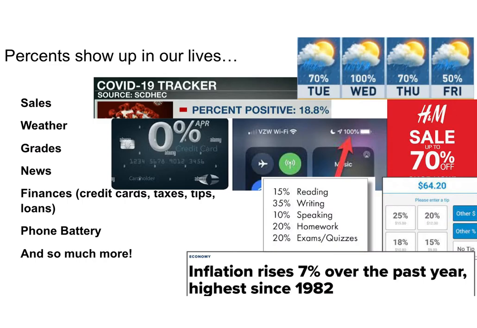It's important to understand how percentages work because percentages show up in our life more than most math concepts. You will see them absolutely everywhere. Sales work with percentages, weather is based on percentages, grades, the news, finances, your battery. Really, once you start looking for it, you will see percentages everywhere. So it's really important for us that you understand how they work.